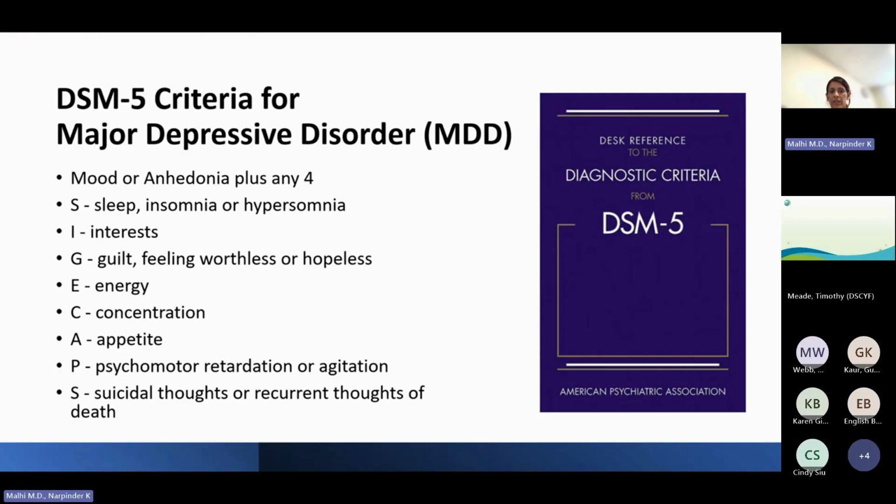These are the DSM-5 criteria. The patient has to meet either a low or depressed mood, or a decrease in interest in enjoyable activities. One of these needs to be met along with 4 of any of the below symptoms: sleep changes, interest, feeling guilt, worthless, hopeless, energy changes, concentration, appetite, psychomotor agitation or retardation, and then suicidal thoughts or recurrent thoughts of death. So any 4 of those present along with one symptom of mood or anhedonia, that patient will meet the criteria for an MDD episode at the time of evaluation.